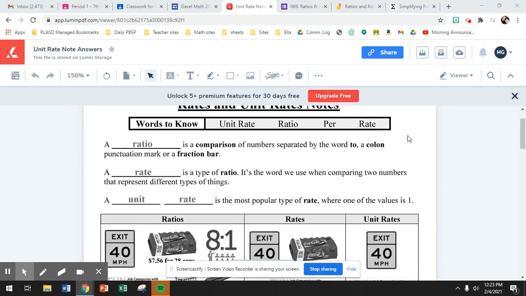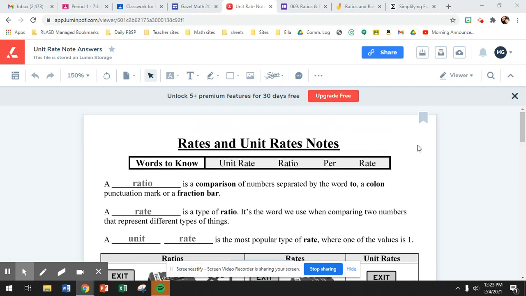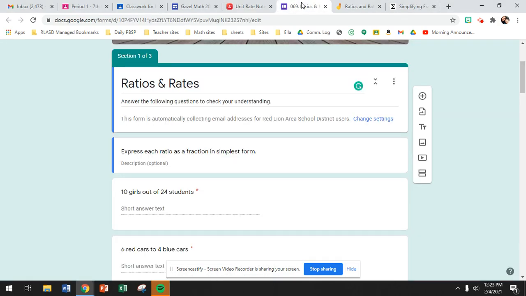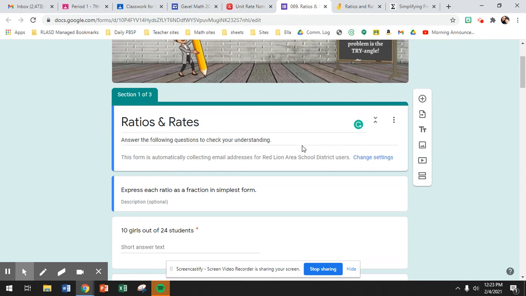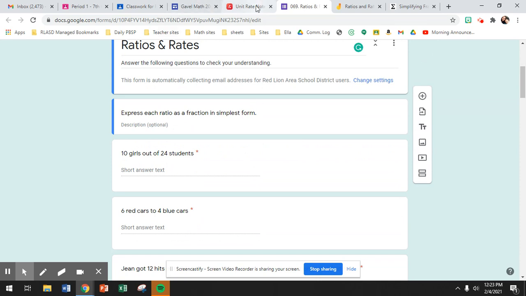Hello. I just want to go over a few things. We are doing this Edpuzzle as opposed to this Google Form. We would have just done this Google Form in class, but I'm not here, so we're just going to do it in an Edpuzzle.